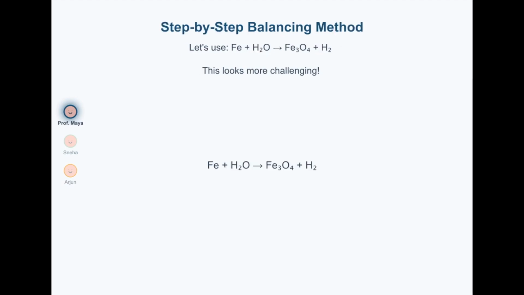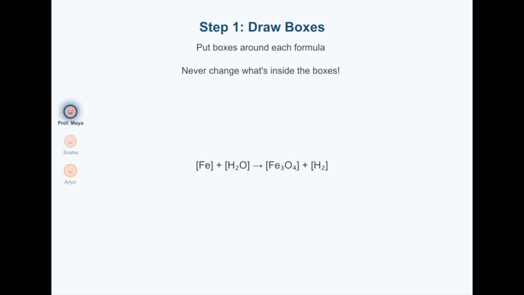Let's practice with a more complex example. Fe plus H2O gives Fe3O4 plus H2 gas. This looks more challenging to balance. Step 1. Draw boxes around each formula. Very important, never change what's inside the boxes while balancing.